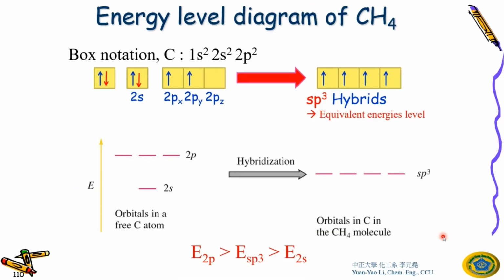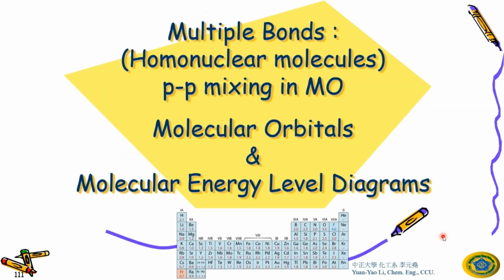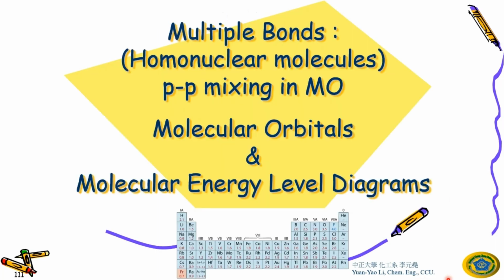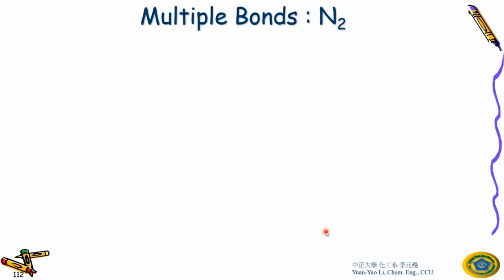Okay, so this is just to give you an example. Now when we talk about SS and SP, let's think of the PP, P mixing, in the molecular orbitals. We want to know the molecular orbitals and the energy level diagram. So this is an example of the PP, nitrogen and nitrogen.